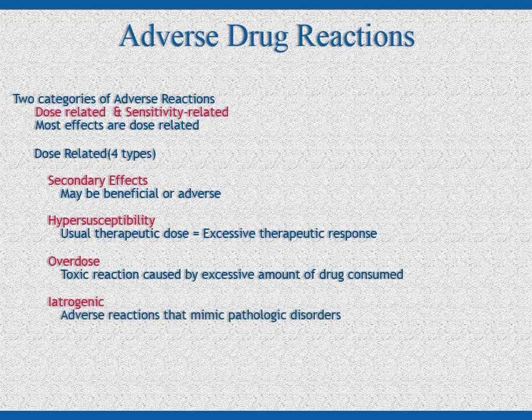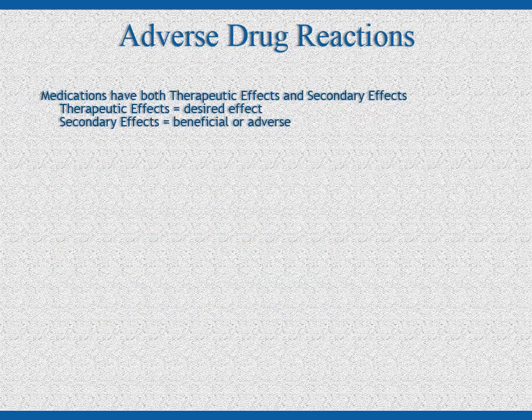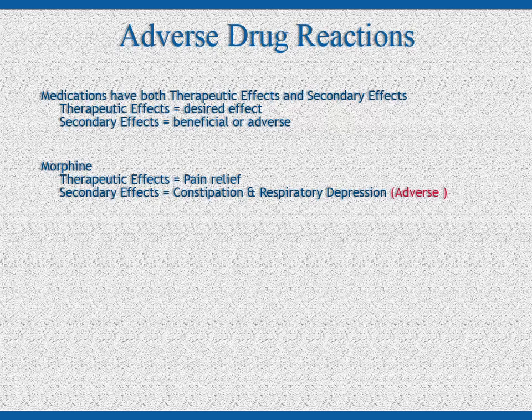Most medications have a major therapeutic effect as well as a secondary effect that can be beneficial or adverse. Morphine is an example of a secondary effect that is adverse. Morphine does a good job of relieving pain, which is a therapeutic effect. However, it has 2 undesirable secondary effects of constipation and respiratory depression.